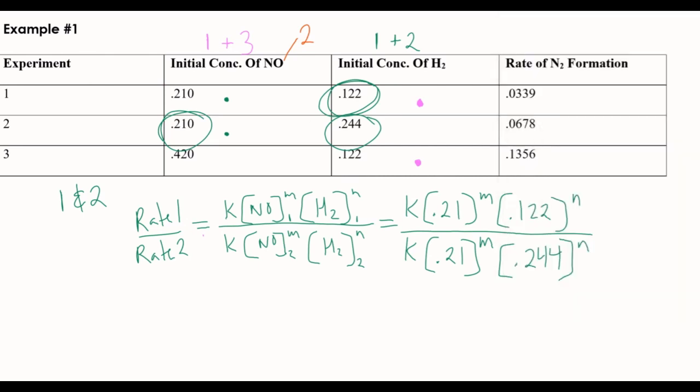All right, and we're going to cancel out what is the same. So k's are always the same, so the k will always cancel. And now we have this 0.210^m is the same and 0.210^m is the same. So we're going to get 0.122 divided by 0.244. And that's going to equal (1/2)^n.